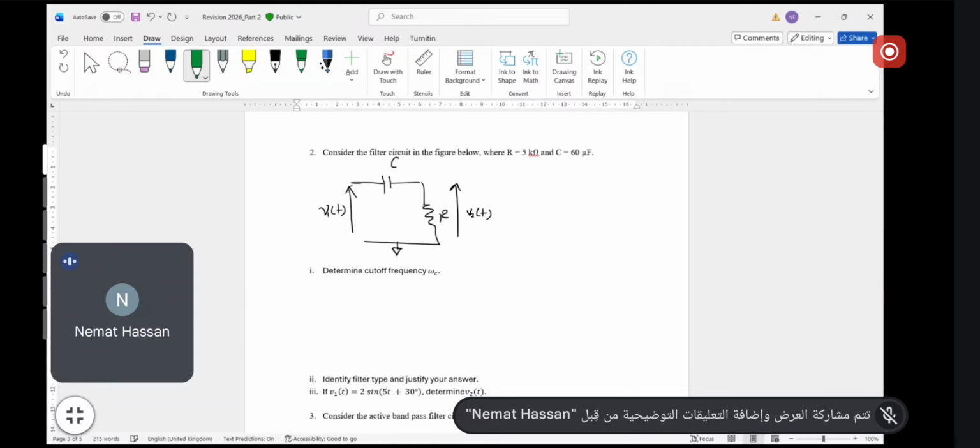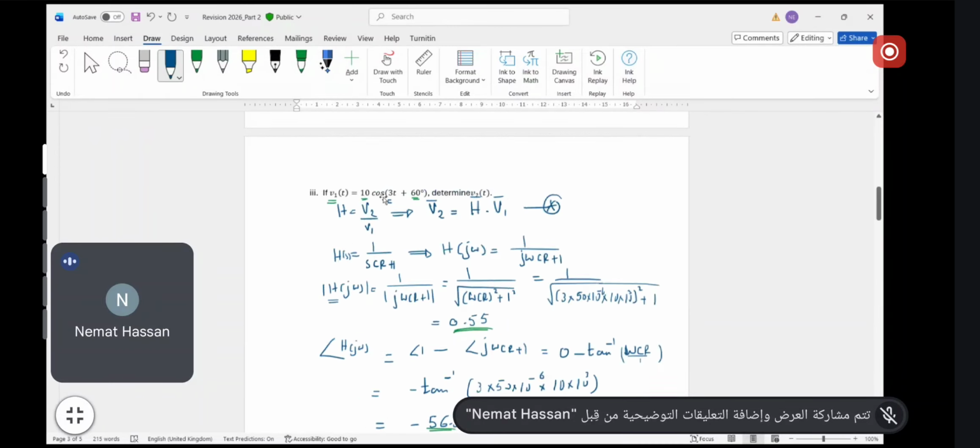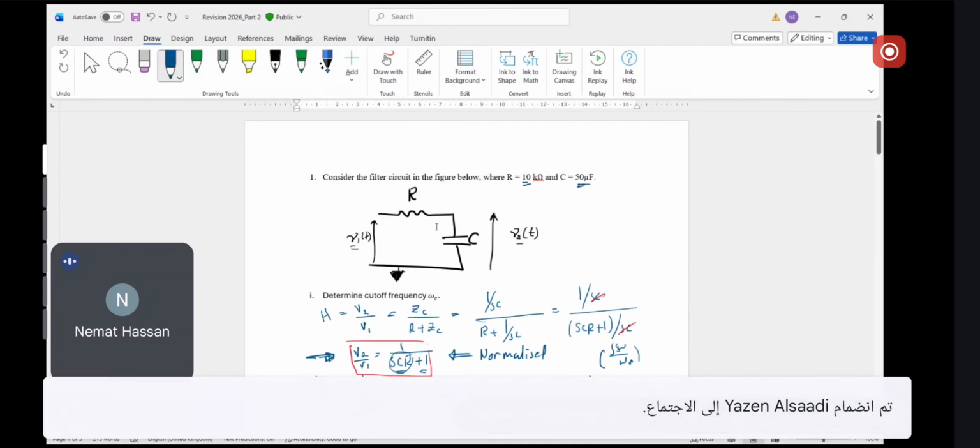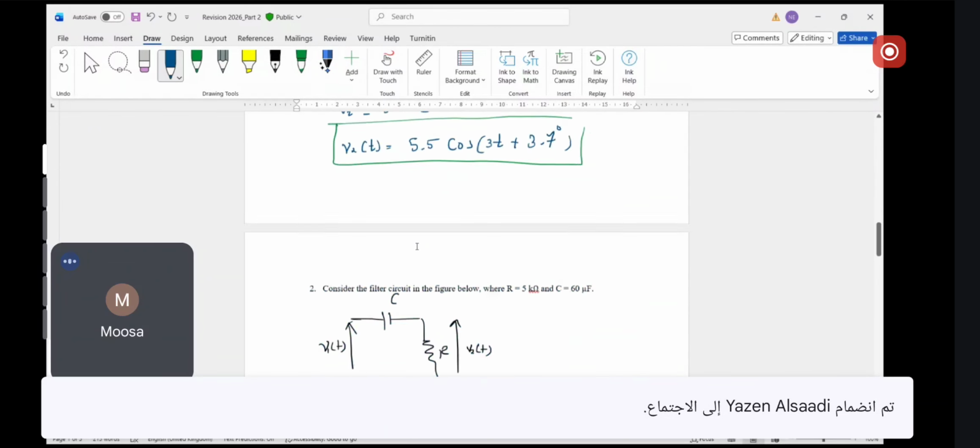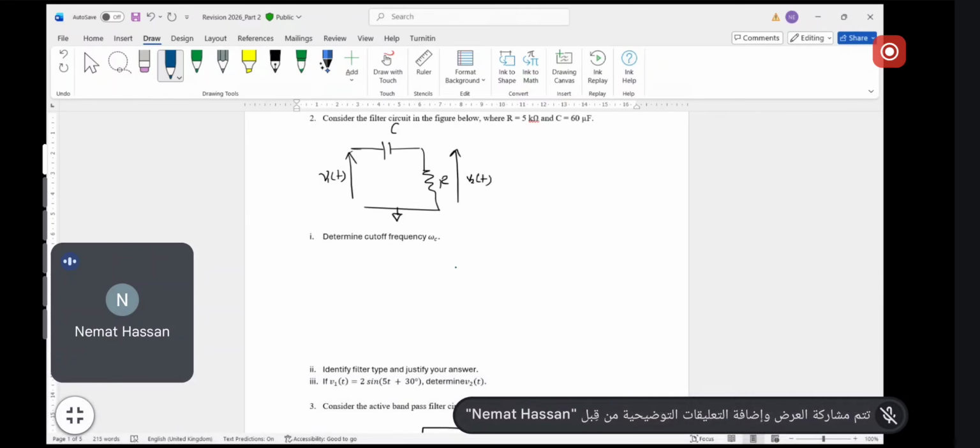Yes, it will be, because we know that, but let's do the calculation first. Doctor, is this question the same as the one above, but with the output across the R, not the C? Yes. Okay. So it will be the same process.